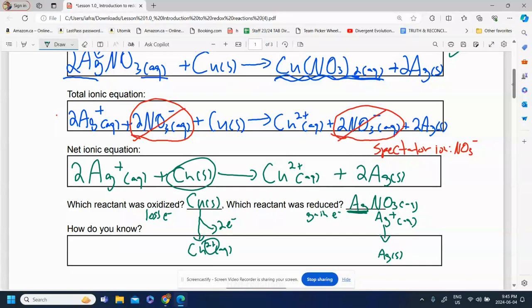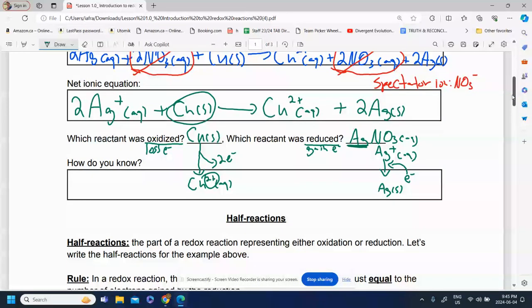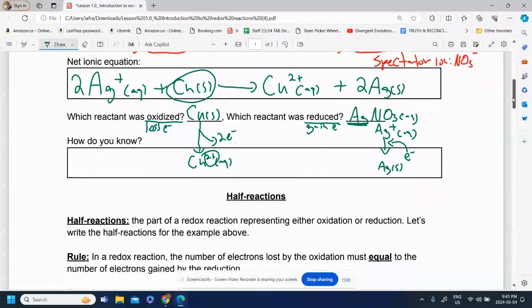So it was +1, and then it became 0. So that means that it must have gained 1 electron to make it a charge of 0 now. So gaining the electron was the reduction, and losing the electron was the oxidation. So that's how you could tell in this reaction which was the one that was oxidized and which one was the one that was reduced.